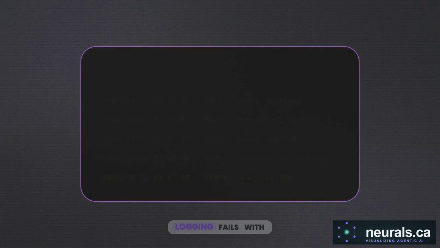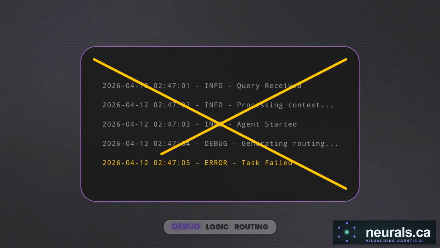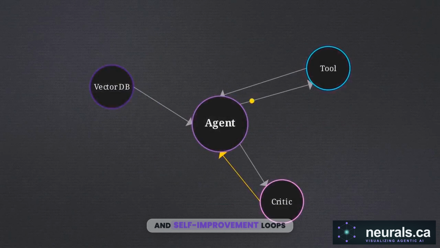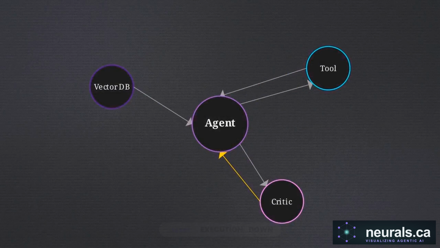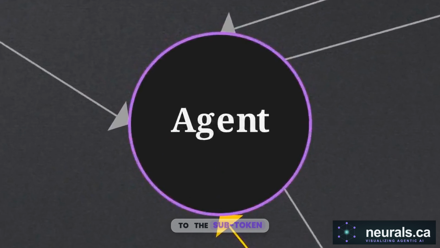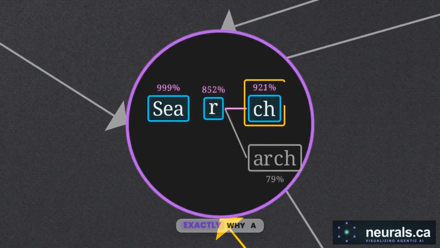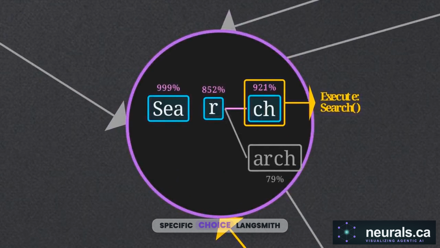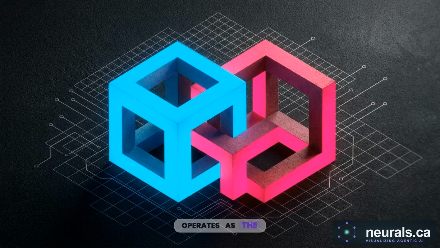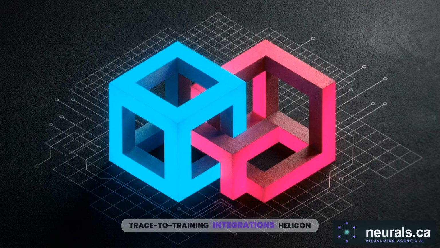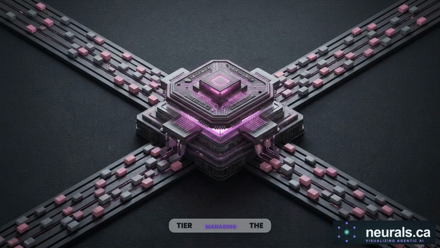Standard text logging fails with autonomous agents. To debug logic routing and self-improvement loops, engineering teams must trace execution down to the sub-token level to understand exactly why a model made a specific choice. LangSmith operates as the default standard for deep pipeline tracing, while LangFuse captures teams requiring strict data sovereignty and trace-to-training integrations. Helicone rounds out this tier, managing the low-latency request routing and tight cost controls required when agent traffic spikes into the millions.